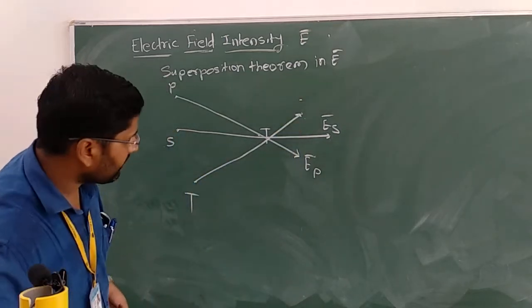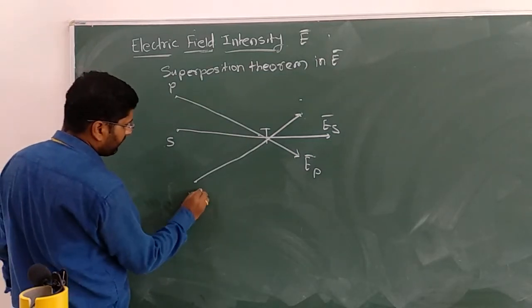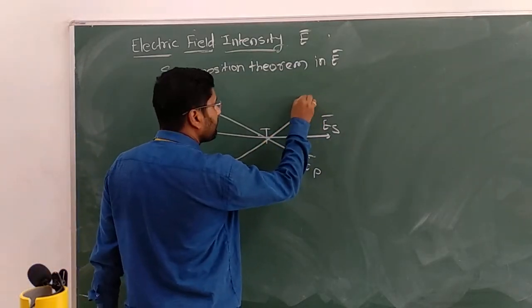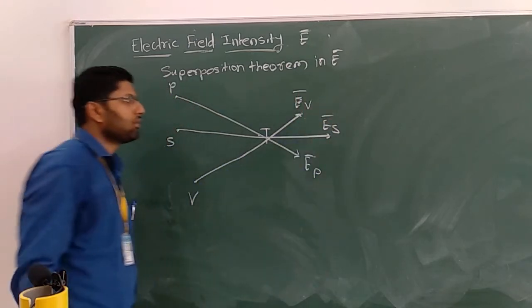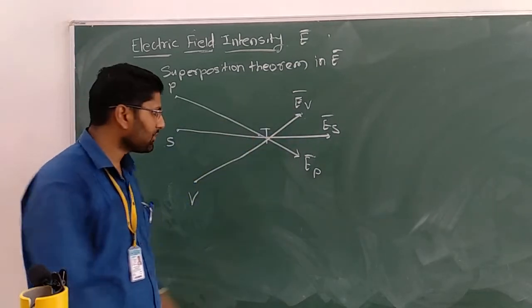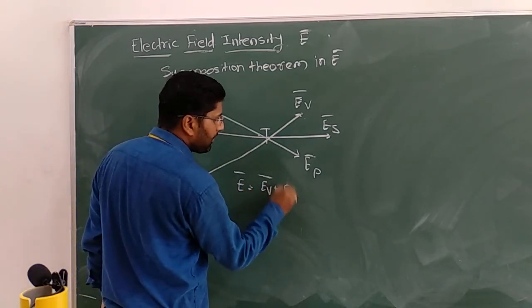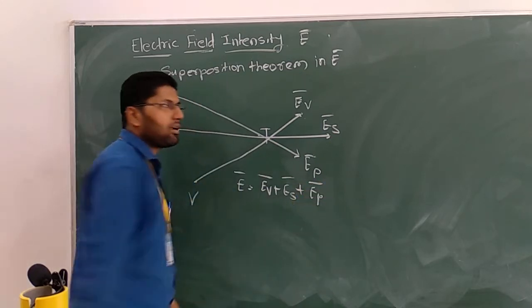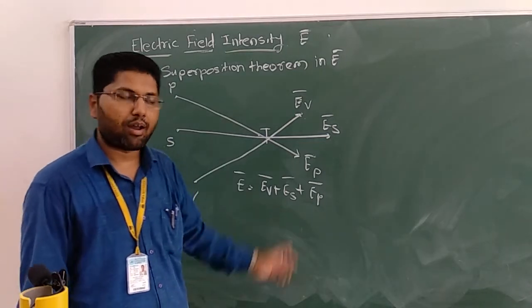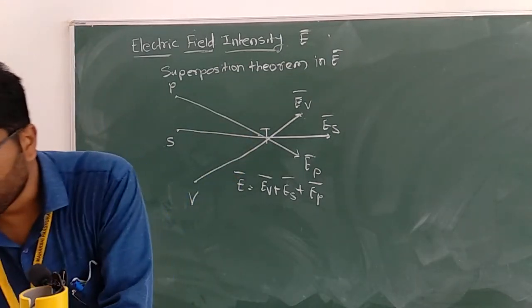Sorry, T is repeated again, so I will use V here. From V to T, that is EV bar. That way we can calculate all the electric field intensities, and at the last we have to do addition of all. E bar is equal to EV bar plus ES bar plus EP bar. That way we add all these electric field intensities at the last, that is E bar. That is the way to explain this E bar. Now we'll move on to the next part.